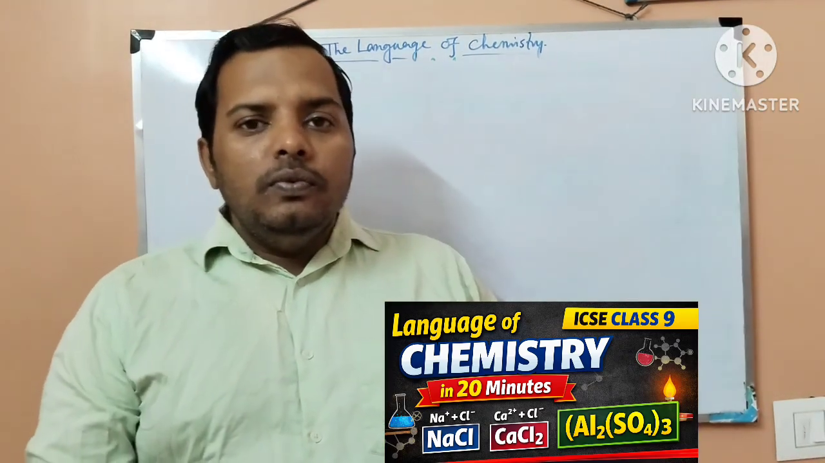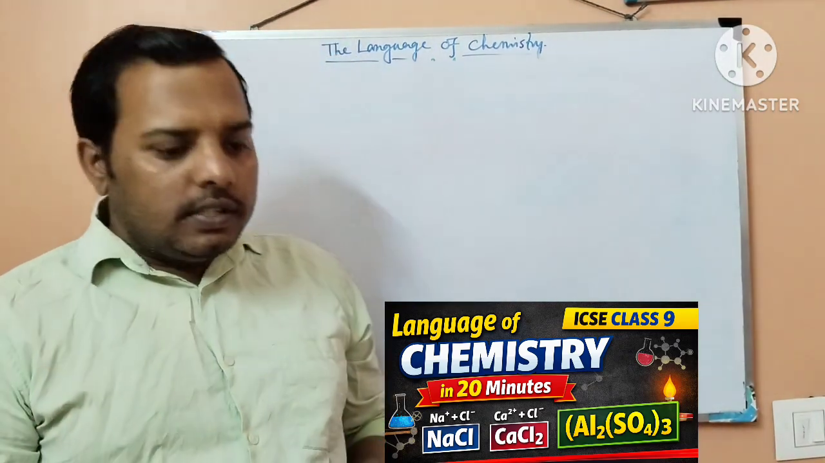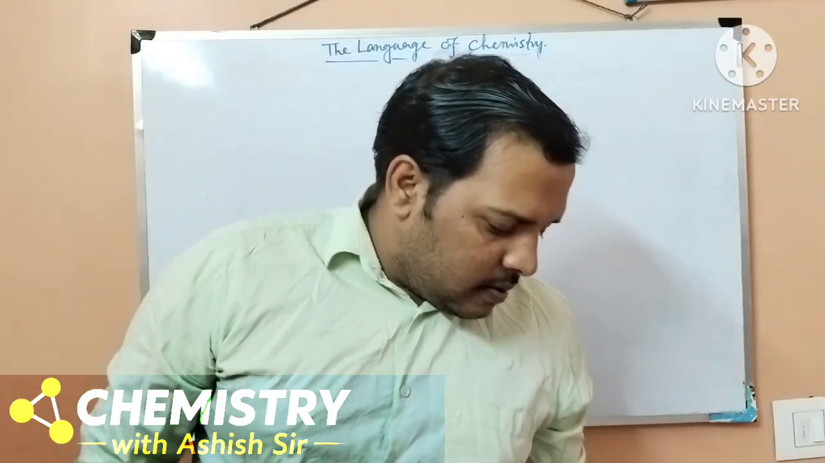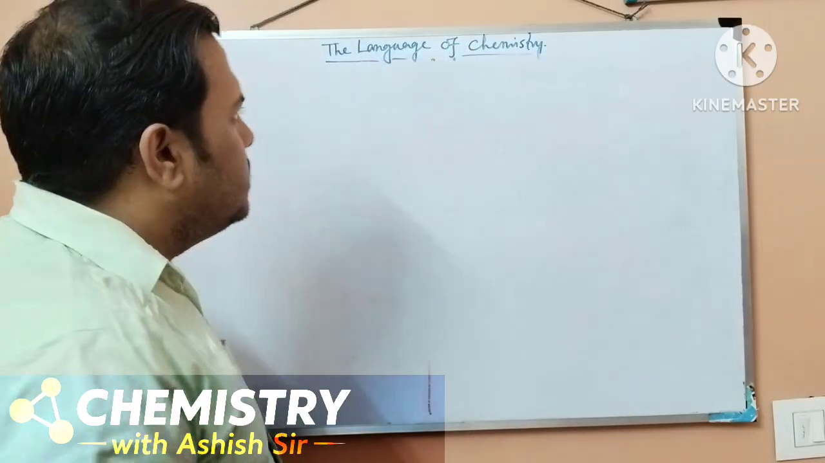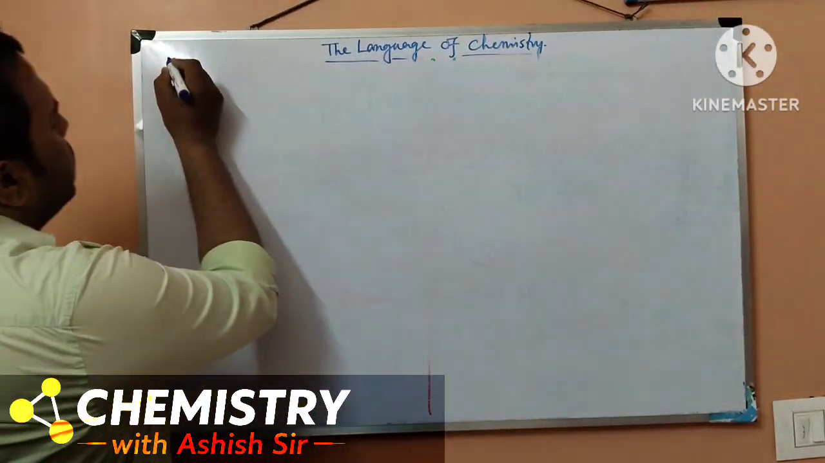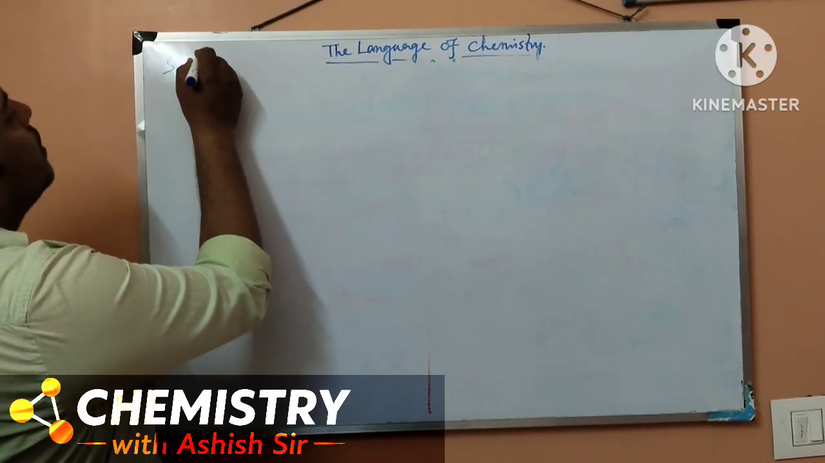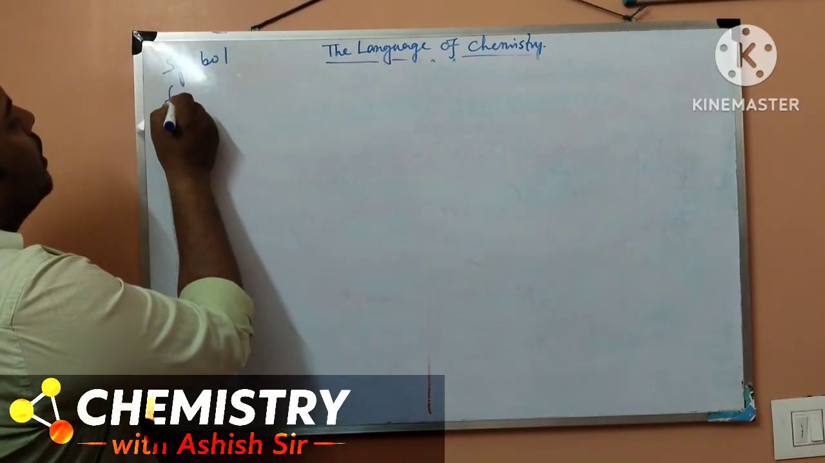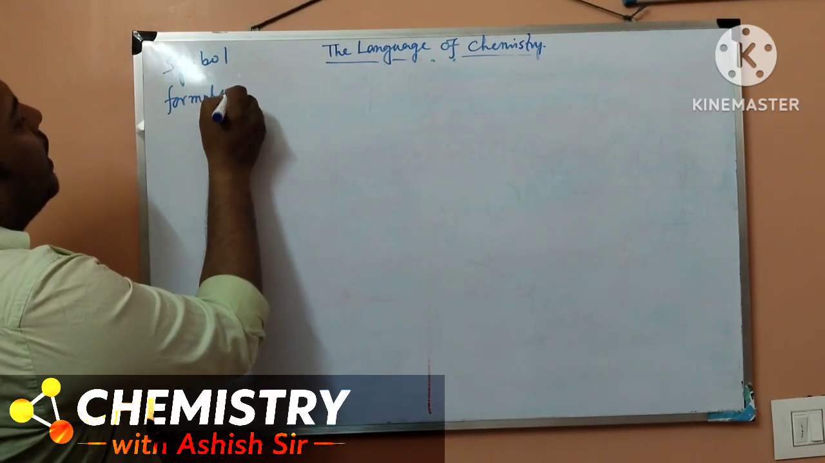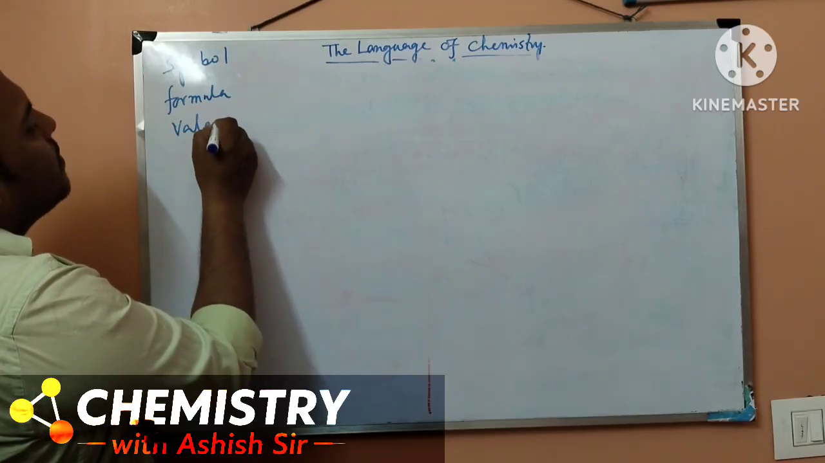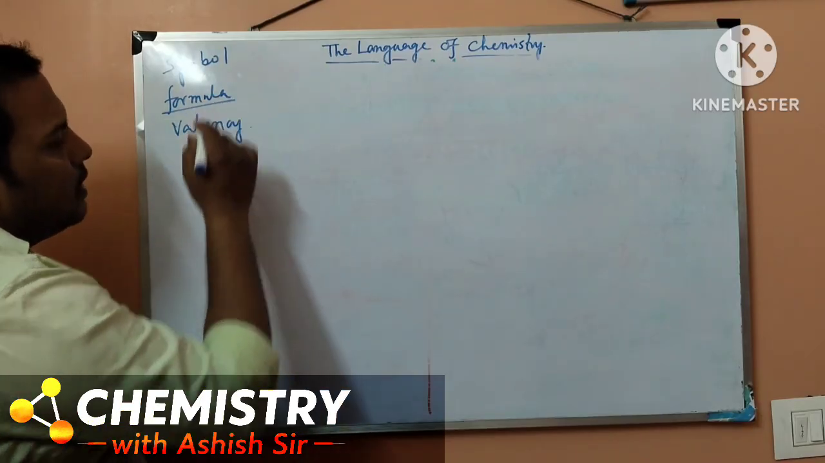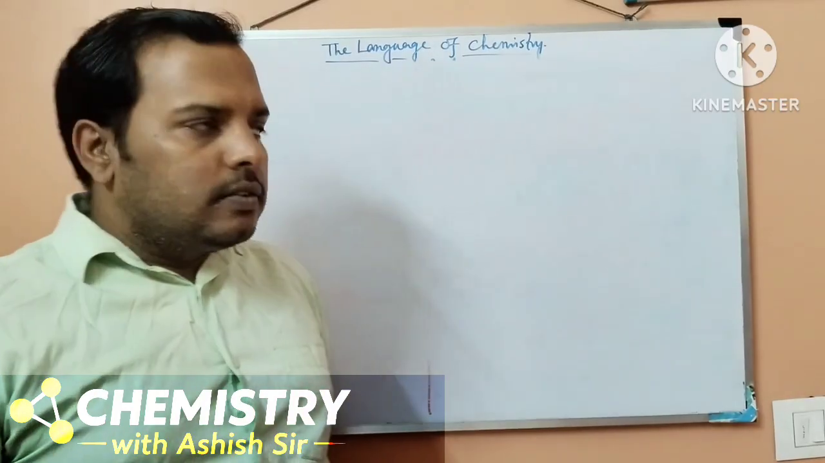Welcome to the new video, the language of chemistry. It is a class 9 ICSE class. In this chapter, we will be discussing symbol, formula and valency. And the rest part, how the formulas are written, that will be continued in the next class.